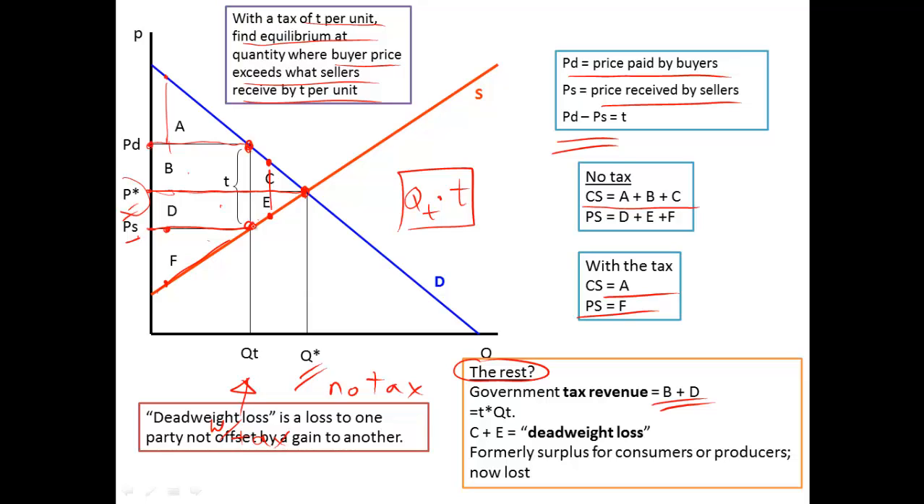And let me just say another way to think about what deadweight loss is. It's not really another way, it's the same way, but different words. A deadweight loss is a loss to one party that's not offset by a gain to another party.